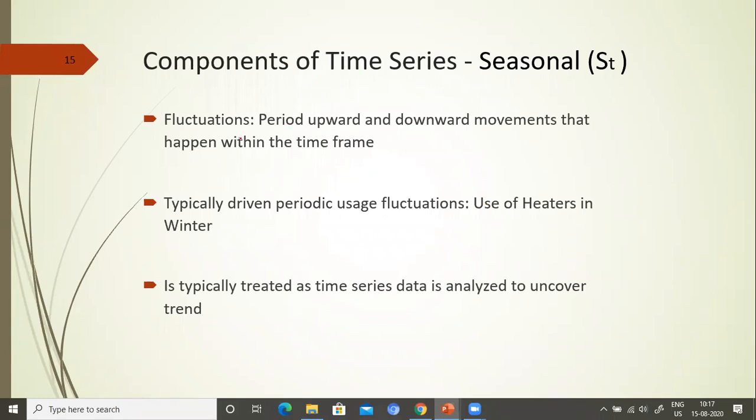What is seasonality? Again, like I said, it's fluctuations, periodic upward and downward movement that happens within the time frame. Typically, it's driven by periodic usage. For example, if you want to measure the sales of heaters or air conditioners, you'll see that during the summers there's a spike for air conditioners. During every winter there's a spike in heaters, especially where I live, in Gurgaon, and these parts up north. Heaters are important in the winters, especially late December and mid January. So it's very seasonal, periodic usage. It happens a lot.